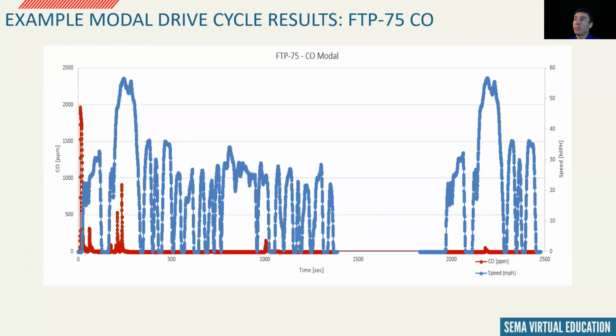Last, we have the modal CO concentration graph, FTP 75 again. CO is formed when we operate at a rich lambda. During a rich lambda, there is not enough oxygen to oxidize CO. CO can increase dramatically when power enrichment is enabled during a test, also when COT or catalyst overtemp is enabled.